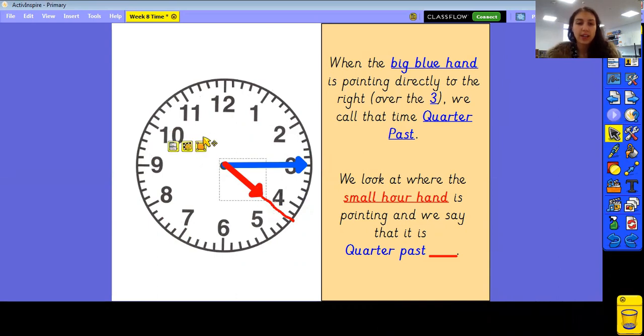Let's move it again. What time is it now? Well done if you said that it is quarter past, because the big blue hand is pointing over the 3 and it has gone past 11. Quarter past 11. One more. What time is it now? Well done if you said quarter past 3, because our hour hand has now gone past the 3.